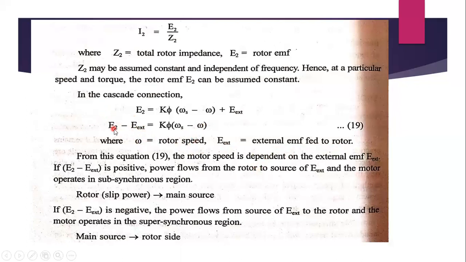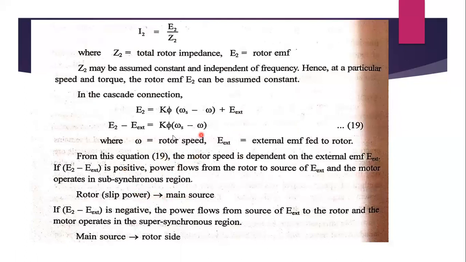Based on this relation, we can explain how the power flows, rotor to main source or main source to the rotor. Based on this relation, you can say how this slip power is transferred from main source to rotor side or rotor to main source. In this way, this power is not wasted in the rotor circuit. This power is fed to the main source, and also power is fed to the rotor side. So that's why this method is efficient.